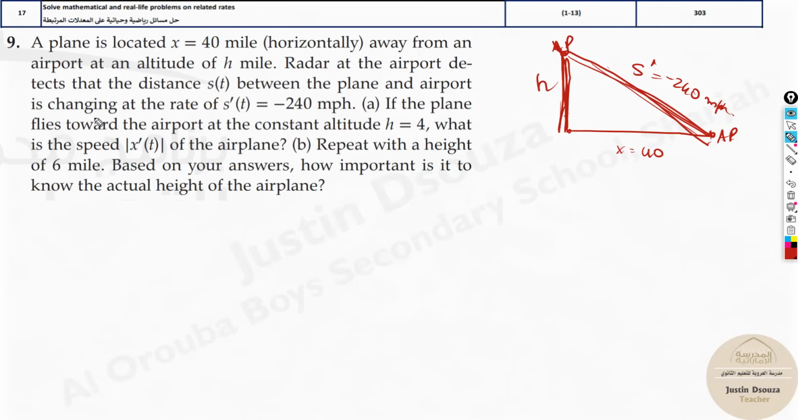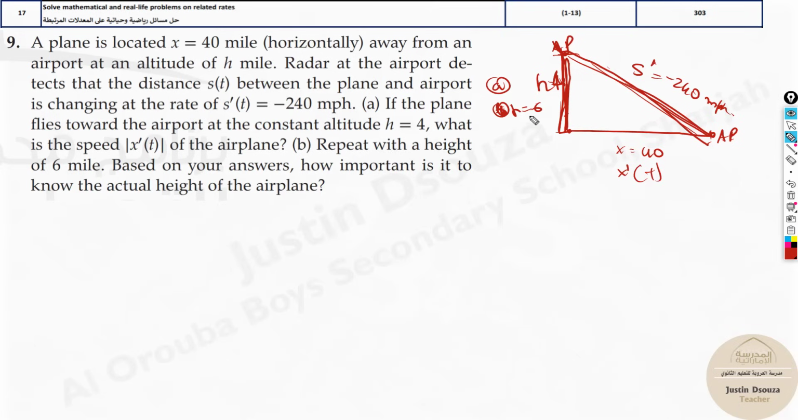Now, if the plane flies towards the airport at constant altitude, the altitude is the same, h is 4. What is the speed x dash? Now, this is x. We need to find the rate of change x dash with respect to time of the airplane. Then repeat with a height of 6 miles. The first time, h is given as 4, and for B, h is equal to 6. And based on your answer, how important is it to know the actual height of the airplane?